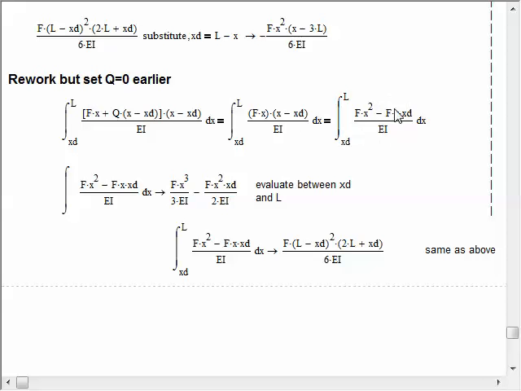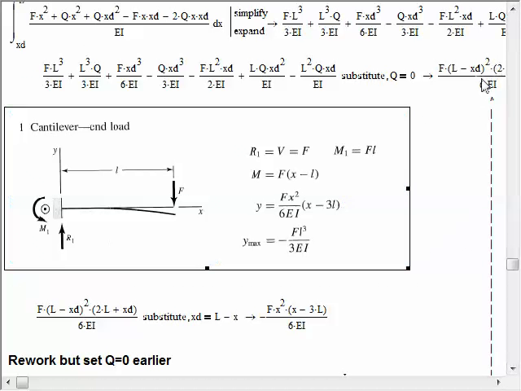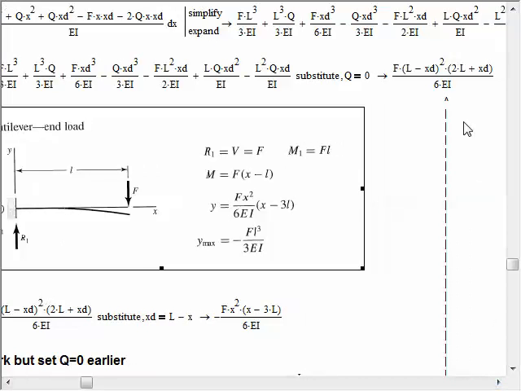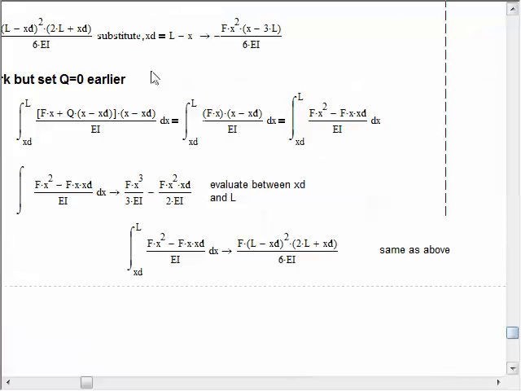Integrating this with respect to x gives me Fx cubed over 3EI minus Fx squared xd over 2EI. But notice that I have no limits on here. This is the indefinite integral, but I've got to evaluate this between the limits of xd and L. So I plug in L for x in both of these terms, and then I subtract plugging in xd for x in both of these terms. And so when I actually do the real integration, I get this thing right here, which is exactly the same as, scroll a little bit, this term right here. So whether I set Q equal to 0 as late as possible, or as early as possible and follow through with the math, I get the exact same answer.